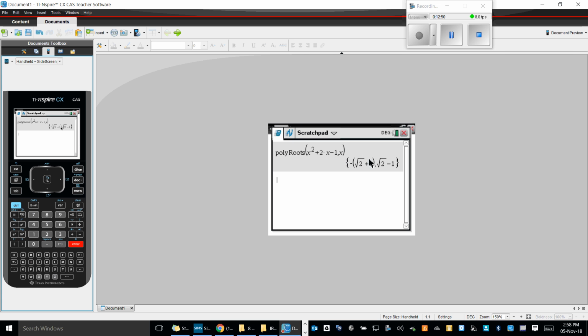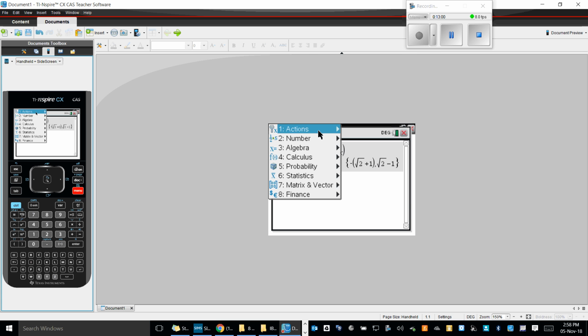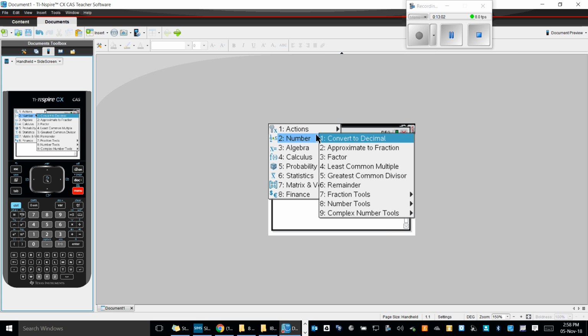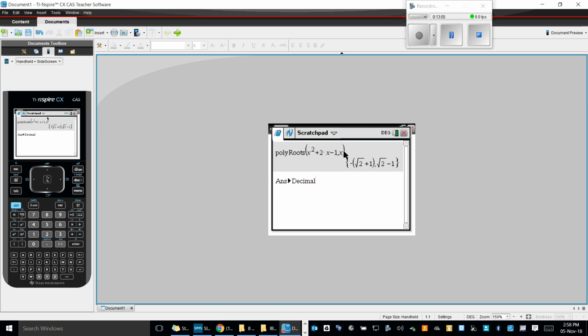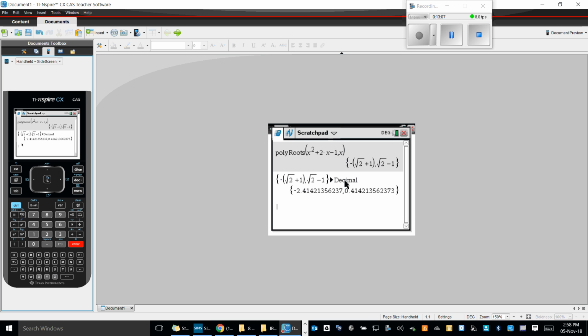They've given it to us in surd form. If you don't want it looking like that, you can hit menu, number, convert to decimal. And they will tell you two values as decimals. There's two numbers there, -2.41 and 0.414.